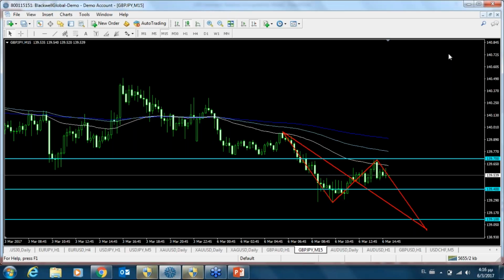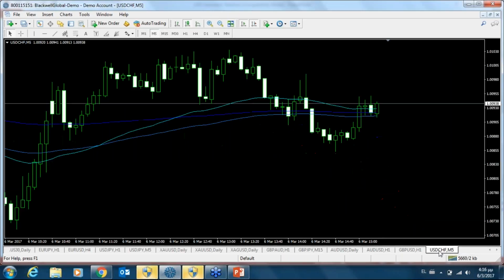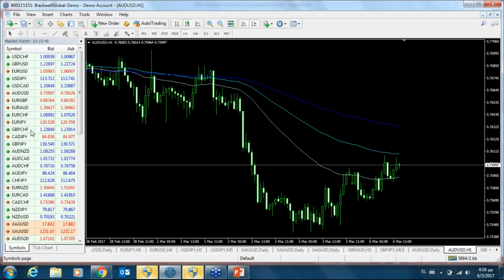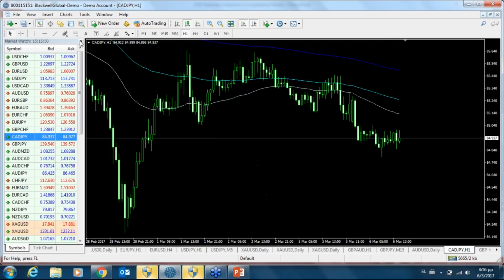Okay guys, so that's it for the GBP JPY. I'll knock that one off and move on to the CAD JPY. Okay, so CAD JPY, let's look into what's going on. Let's look into CAD JPY right there.